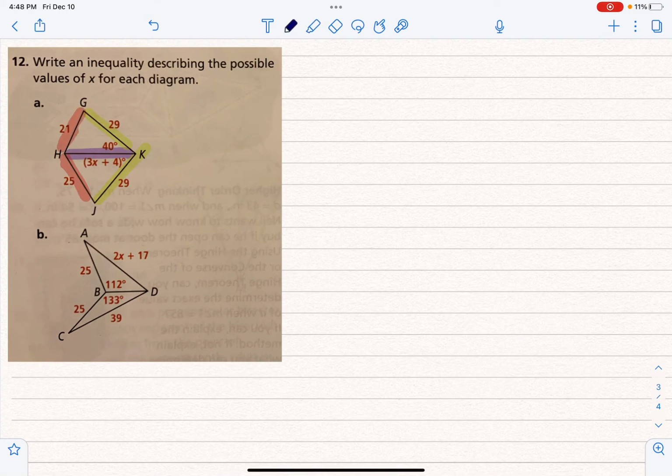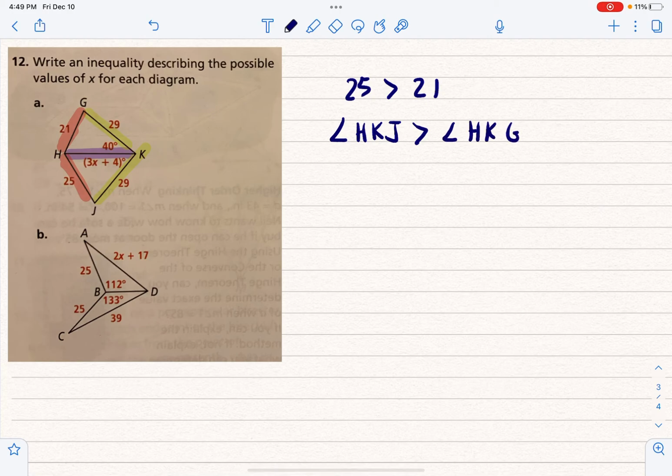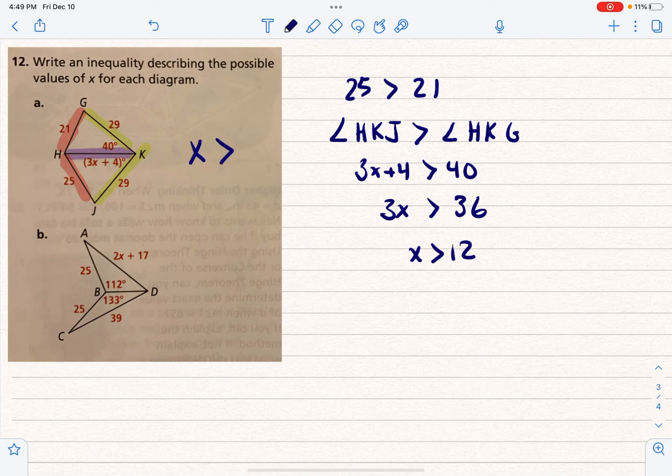So we know that 25 is bigger than 21, which would mean that angle, what do we want to call it? HKJ is greater than angle HKG, which means that 3x plus 4 is greater than 40, which means that 3x is greater than 36, which means that x is greater than 12. So for this problem, x is greater than 12. That's pretty easy. Okay, same situation for the next one.